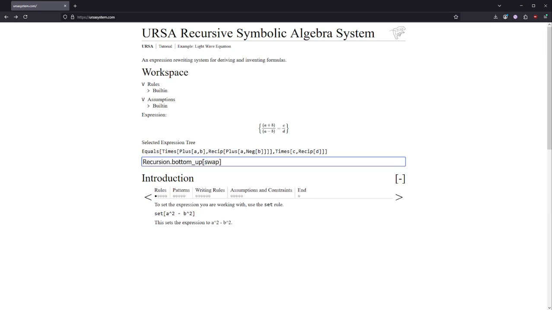Bottom up swap. So this will swap every pair of terms of commutative operators throughout the whole expression tree. If we do this, this is what we get. I'll undo and redo so that you can compare. We started with A plus B over A minus B equals C over D. And when we ran swap bottom up, we got 1 over DC equals 1 over minus B plus A times B plus A. So that basically swapped every pair of sub-expressions. So we don't actually want to do that. Let's leave it like this. So there we go. That's all.